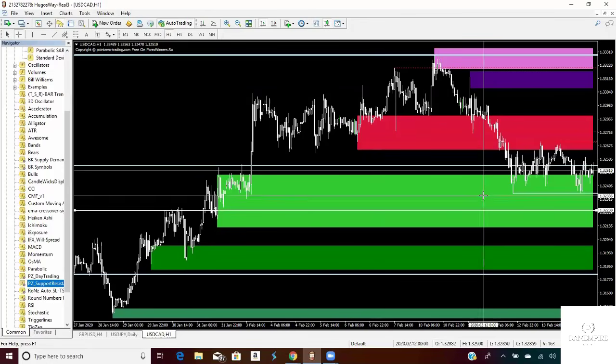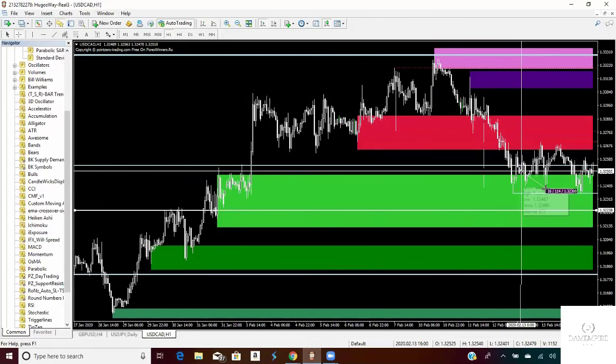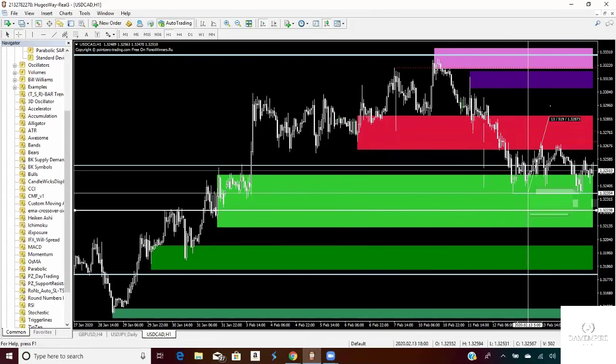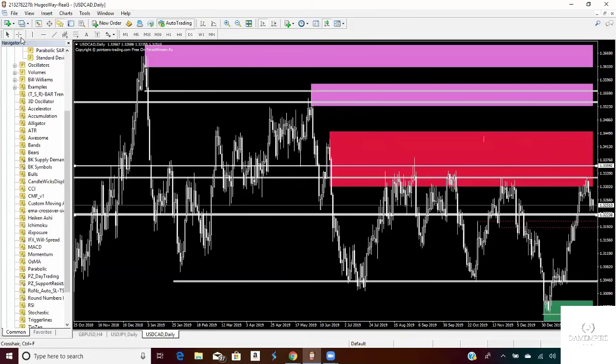So I'd probably expect about a 15 pip pullback, get a good entry, and then ride it for about, I think, 130 pips, something like that. That's a lot. Yeah, or 100 pips. That's good too. 100 pips is 100 pips. I like that. And then USDJPY.